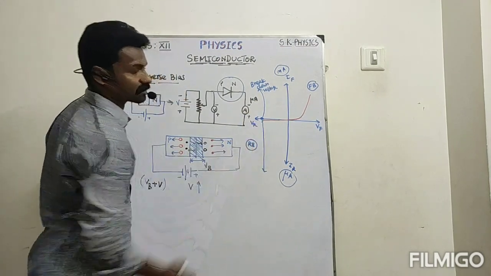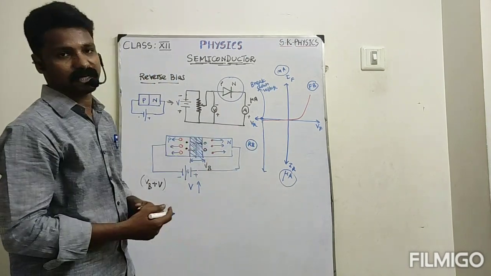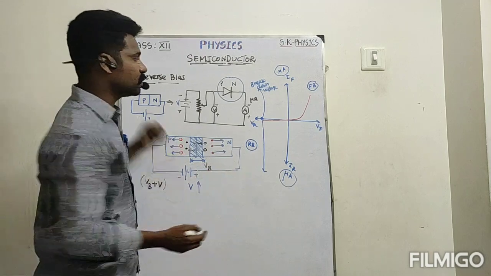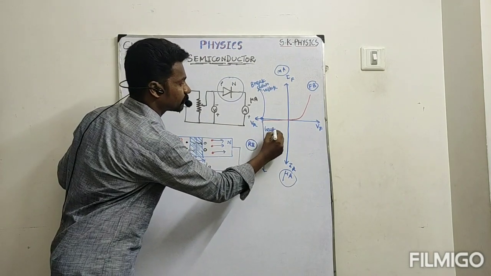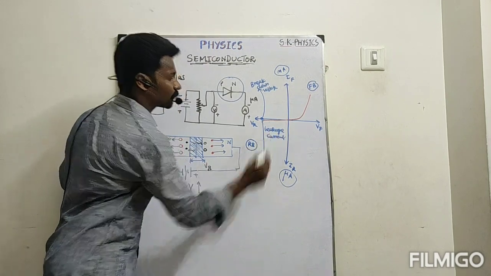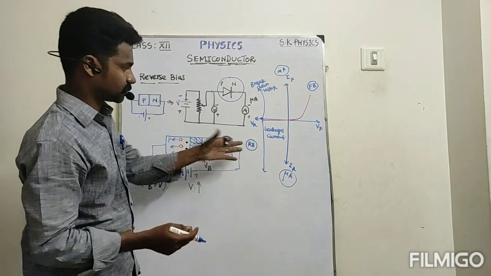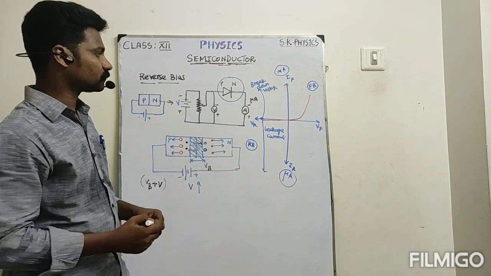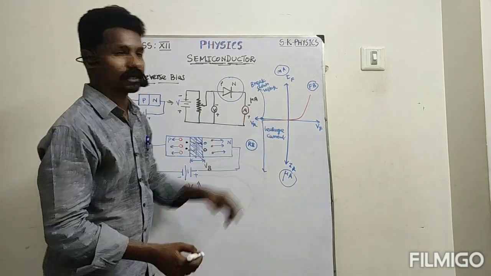Here, this is the saturated current. We can call it the reverse saturation current or saturation current. Or one more thing, we can call it the leakage current. Leakage current or reverse saturation current, everything is the same. Okay, students, and this is the breakdown voltage.